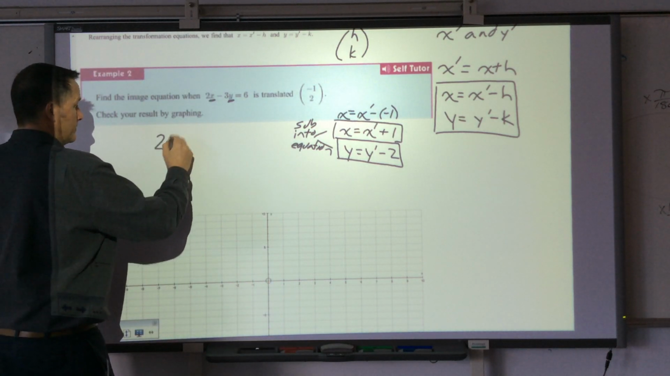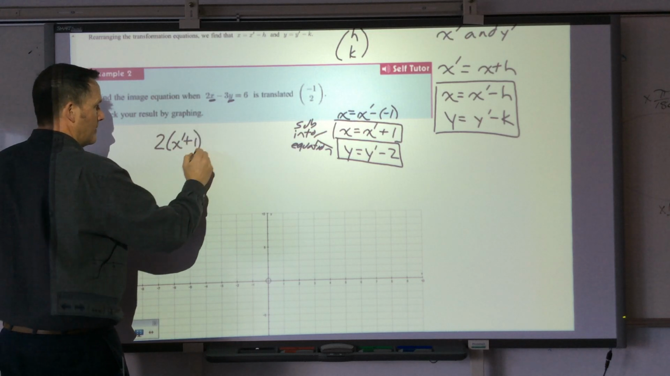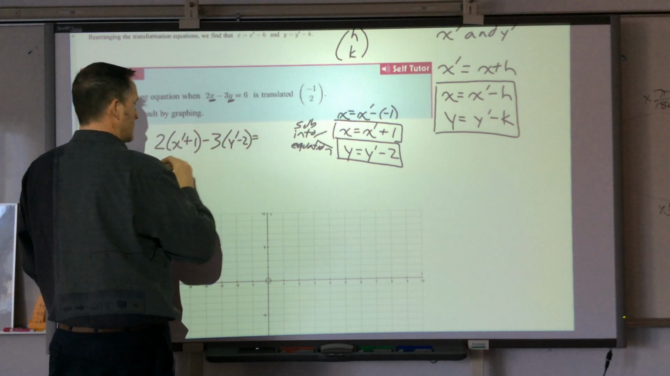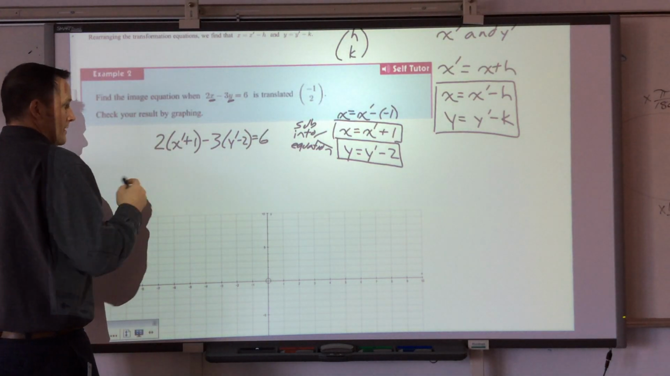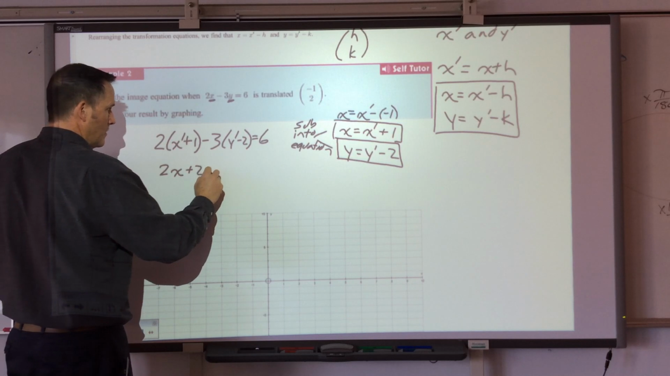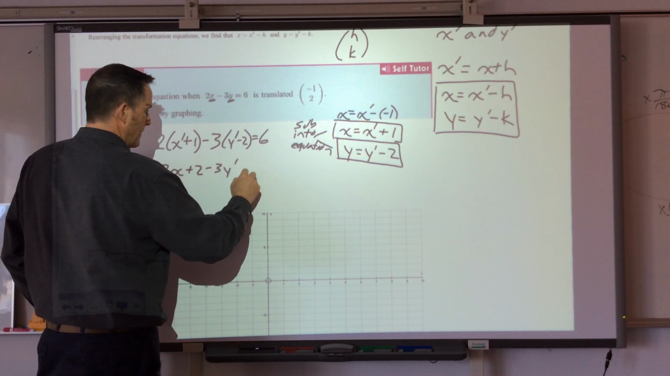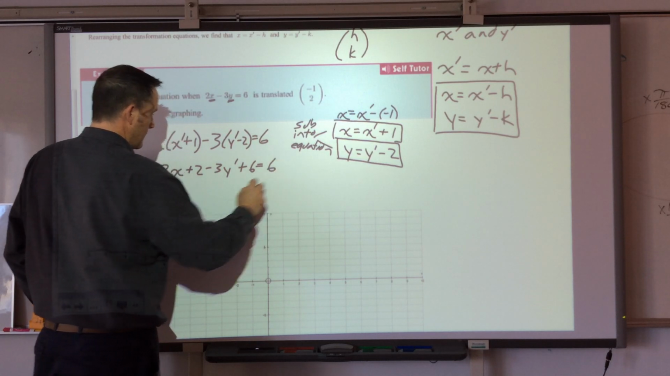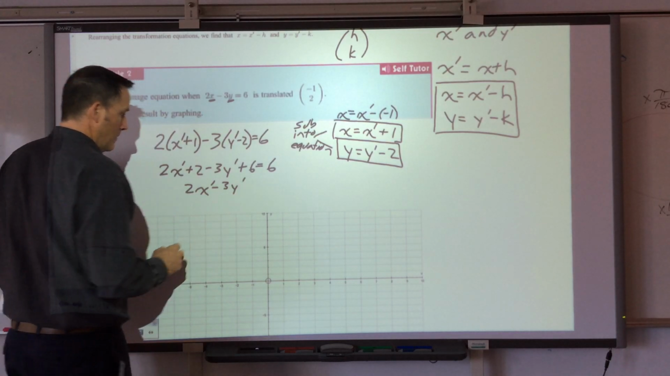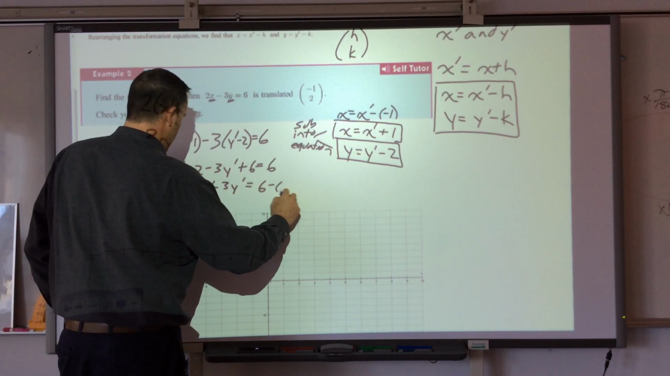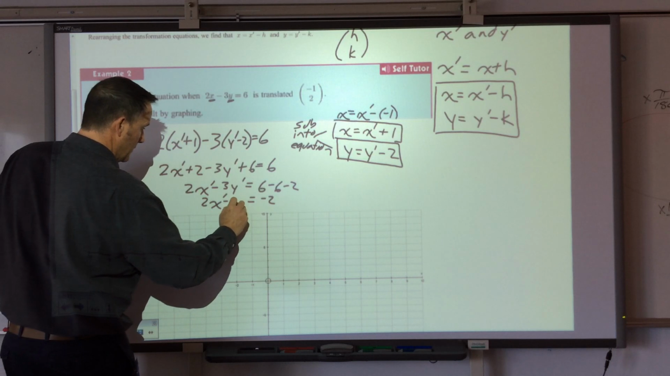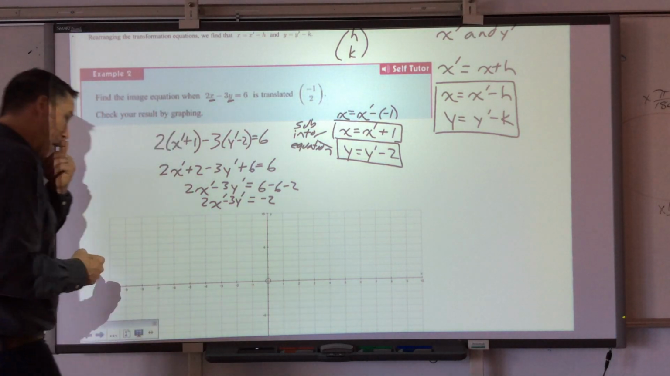So I have 2x prime plus 1 minus 3 y prime minus 2 equals 6. This gives me my translation equation: 2x prime plus 2 minus 3y prime plus 6 equals 6. So I have 2x prime minus 3y prime, and it's equal to 6 minus 6 minus 2, negative 2. 2x prime minus 3y prime equals negative 2.